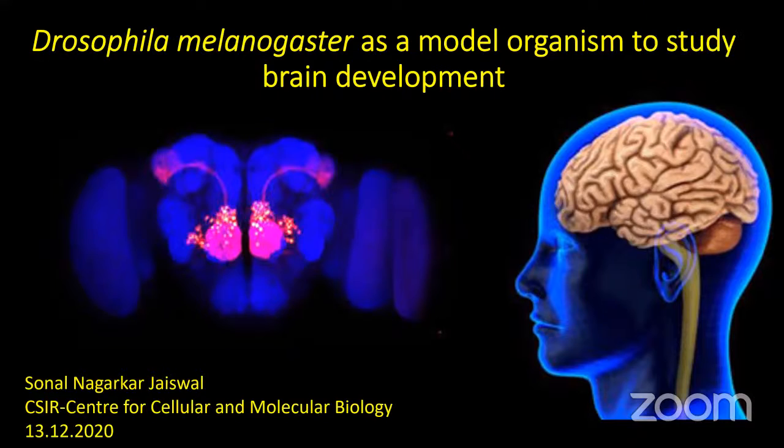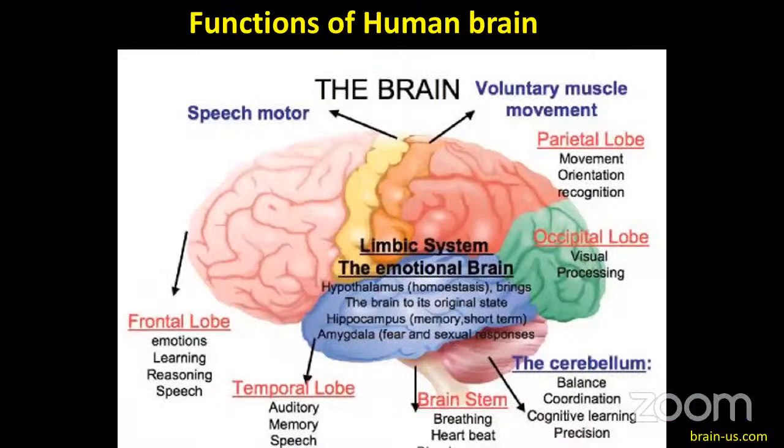So I'm going to talk about how we can use Drosophila melanogaster as a model system to study brain development. As we all know, the brain is the most important organ of the human body, and it consists of several parts like the cerebrum, brainstem, and cerebellum. It controls most of the activities of our body. It collects information, processes and integrates it, and then coordinates with other body parts to execute a function. Different parts of the brain have different functions, as you can see here.